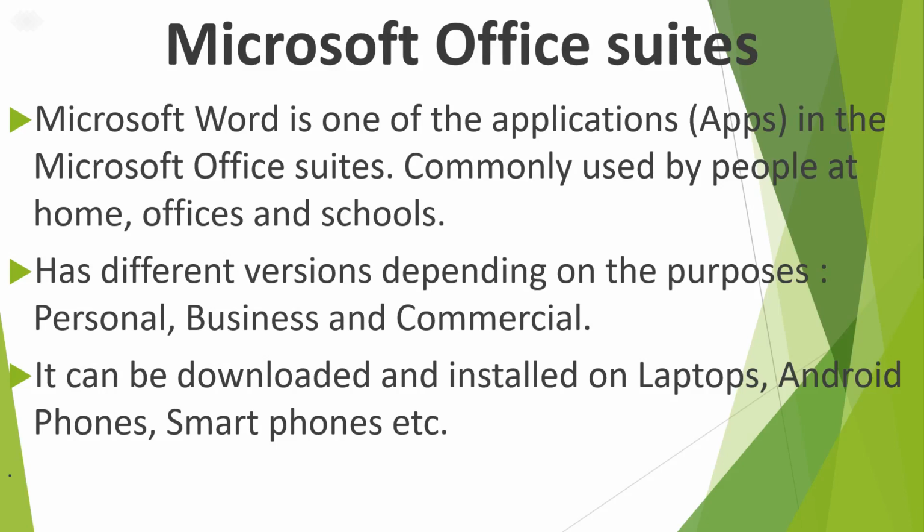There are also different versions of Microsoft Word. It depends on the purposes for which we want to use them. It can be for personal purposes, for business reasons, and for commercial use. How do we get Microsoft Office? We can get Microsoft Office from the internet. We can download it and install it on our laptops, Android phones, smartphones, also on desktop computers or personal computers.